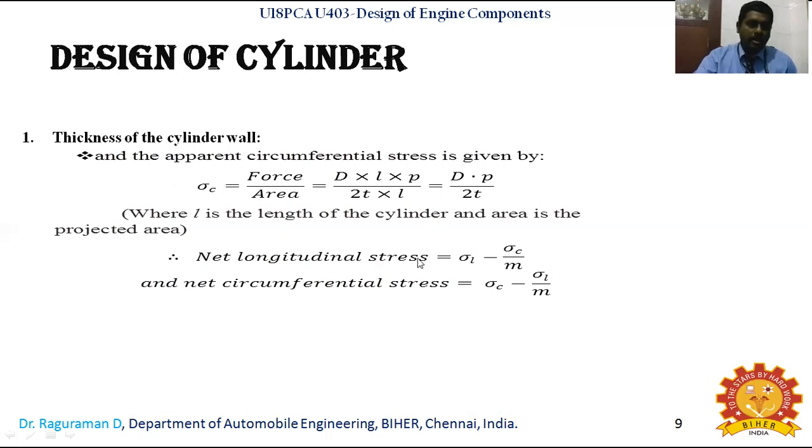Then the net longitudinal stress formula will be the longitudinal stress minus the lateral stress into 1 by m. That is the Poisson ratio getting multiplied, so you get sigma L minus sigma C by m. Similarly, for the circumferential stress, it is sigma C minus sigma L by m. So you will be calculating the net longitudinal stress and the net circumferential stress.